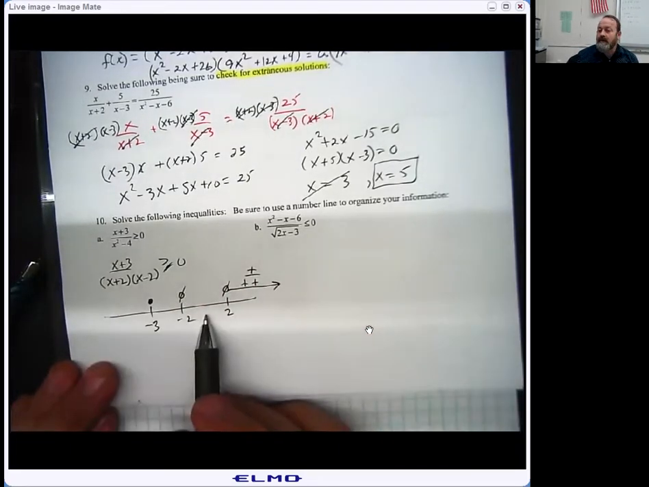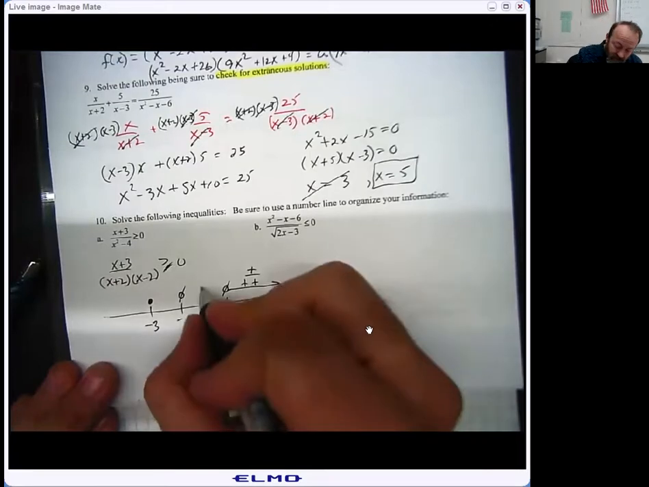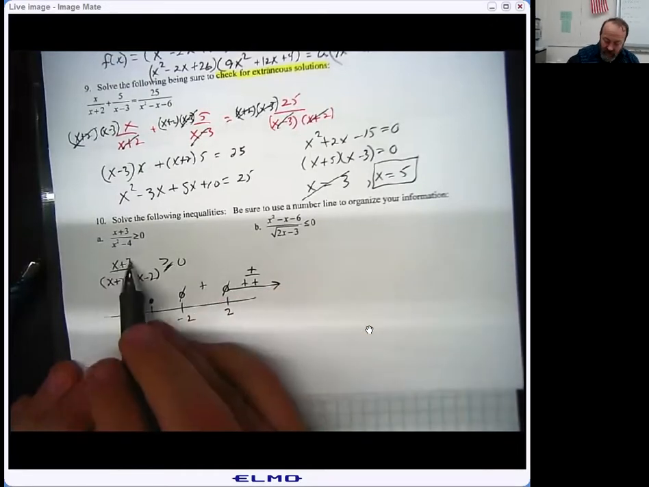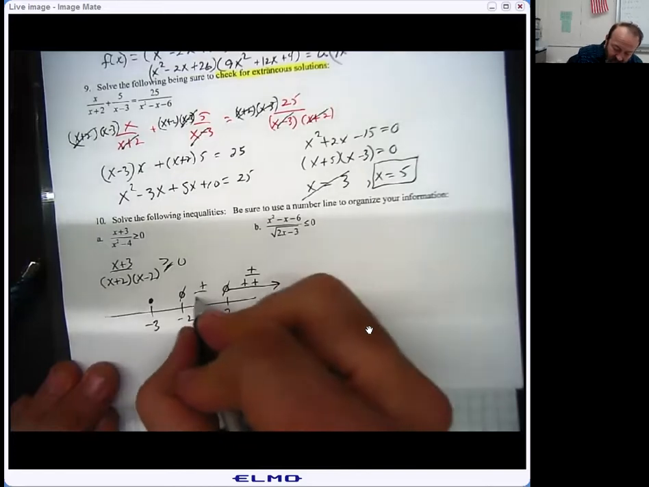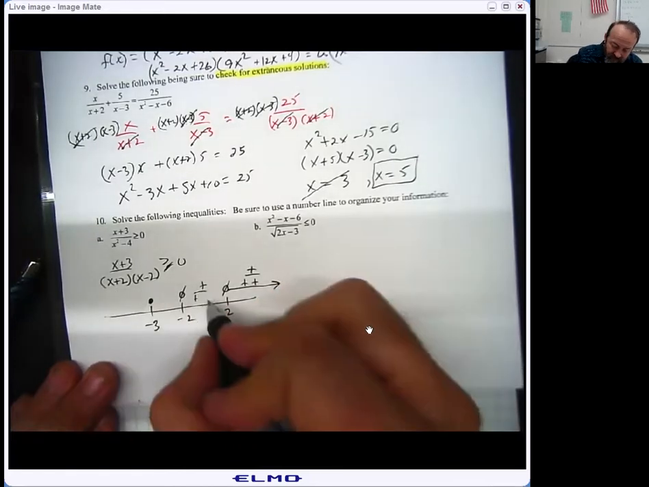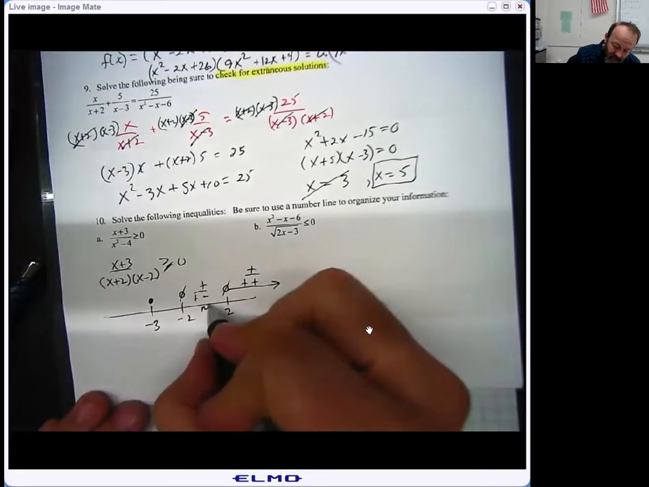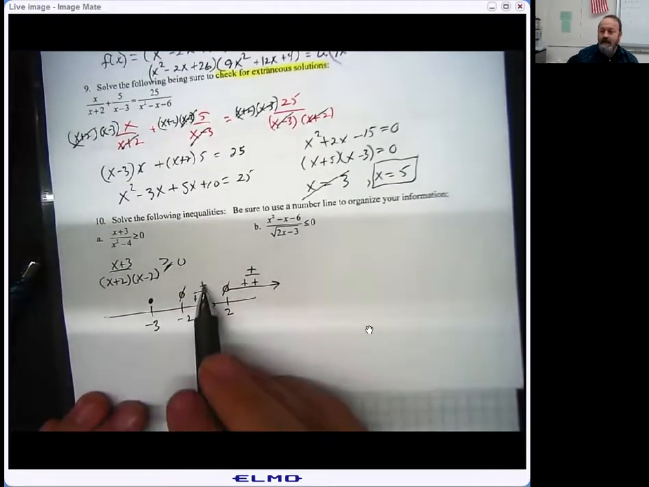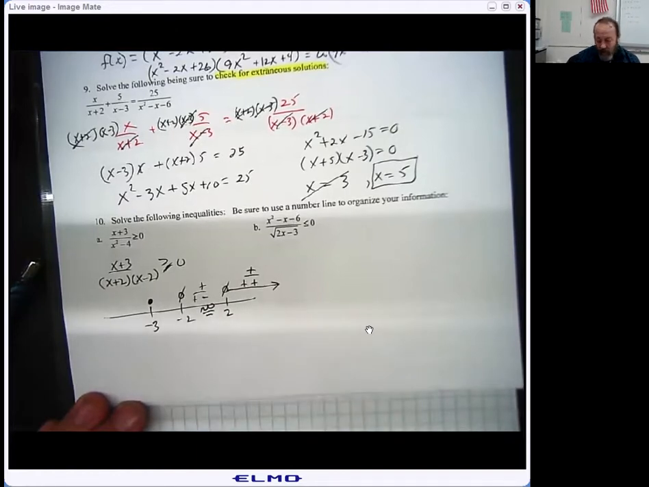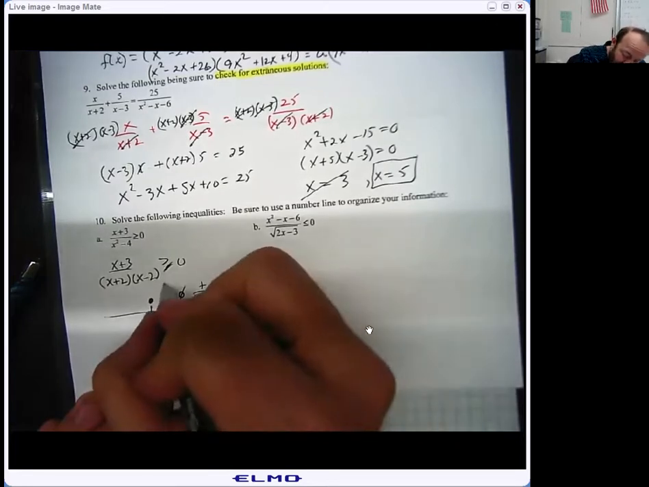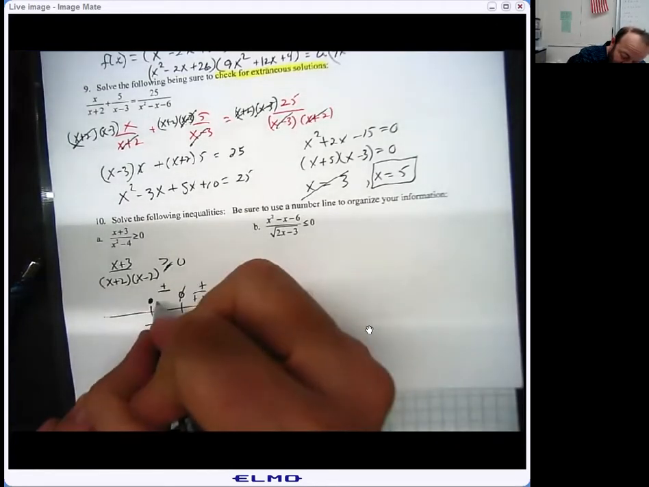Now in here, a simple number like 0 would lead me to a positive on top. 0 plus 3 is positive. 0 plus 2 is also positive, but that's a minus on 0 minus 2. We can't be inside here, because the positive divided by the negative is going to be negative, and that's not what we want. Now, if we continue the process, try negative 2.5, we'd have a positive here.